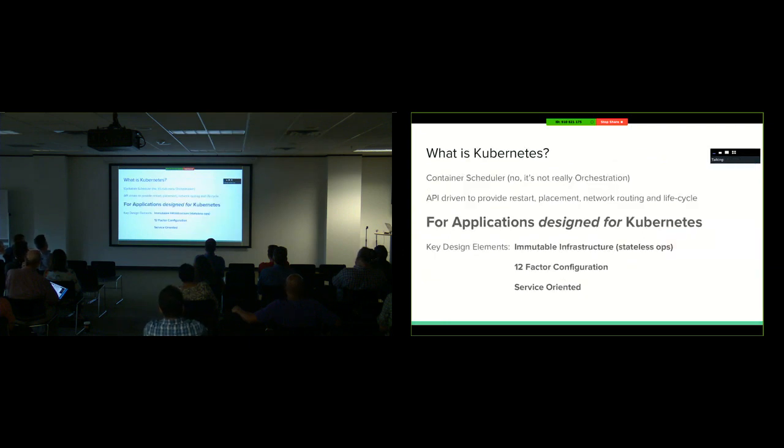So since most people in the room know what Kubernetes is, I'm not going to spend a lot of time talking about it, except to make a couple of important notes. One is Kubernetes is not really orchestration, it's scheduling. And I'm not going to spend a lot of time dwelling on the difference, but it's going to help make sure containers are running on the infrastructure and they keep running. It's not really designed to handle workflow issues and things like that. And it's designed for applications that are designed for it.